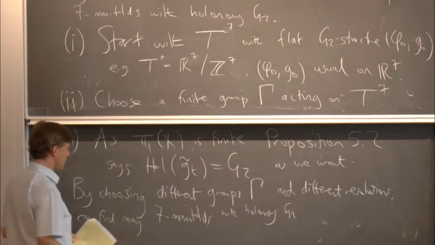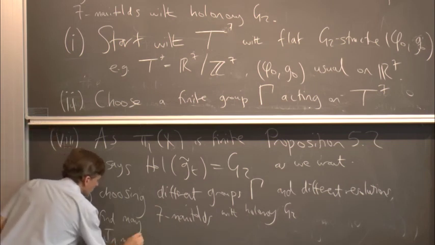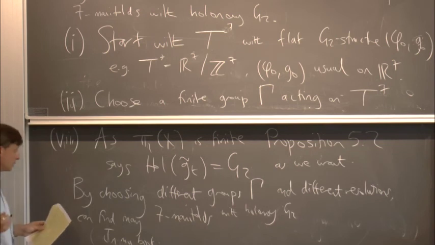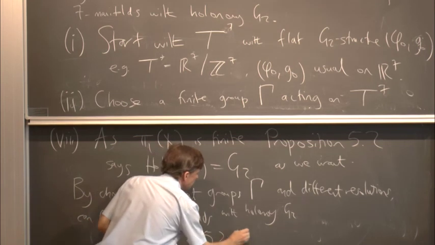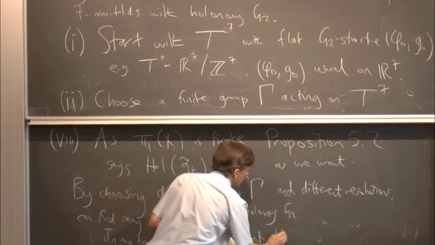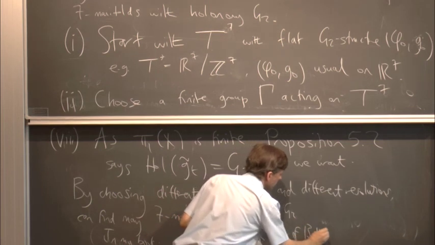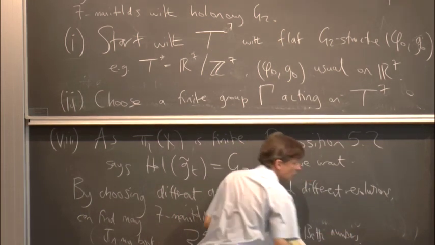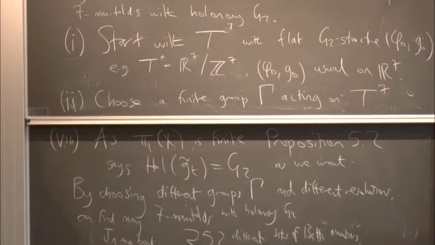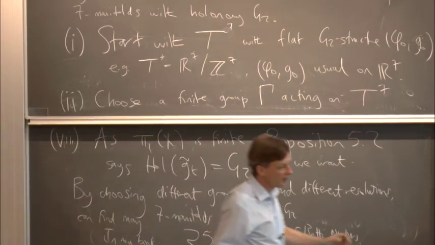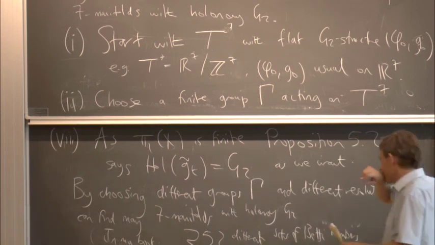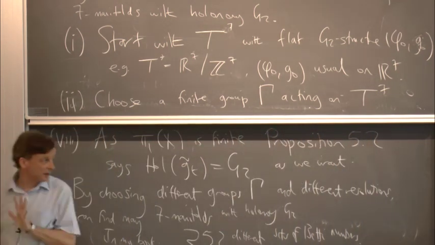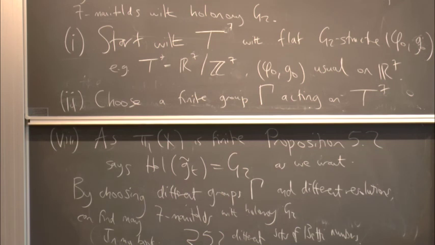So in my book, you can find a whole bunch of 7-manifolds. We get 252 different sets of Betti numbers. So potentially many more actual 7-manifolds, because the variations in the choice of construction here run into the millions, but I didn't actually try to find whether you get the same 7-manifolds or not. Okay.